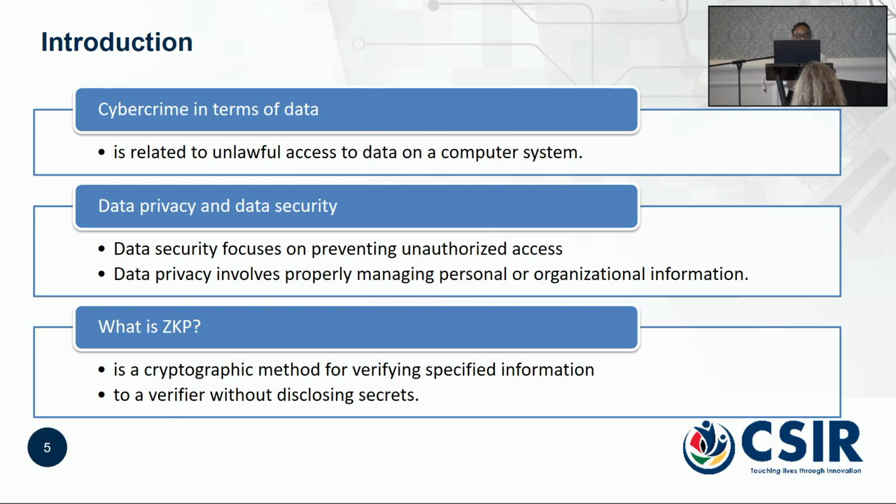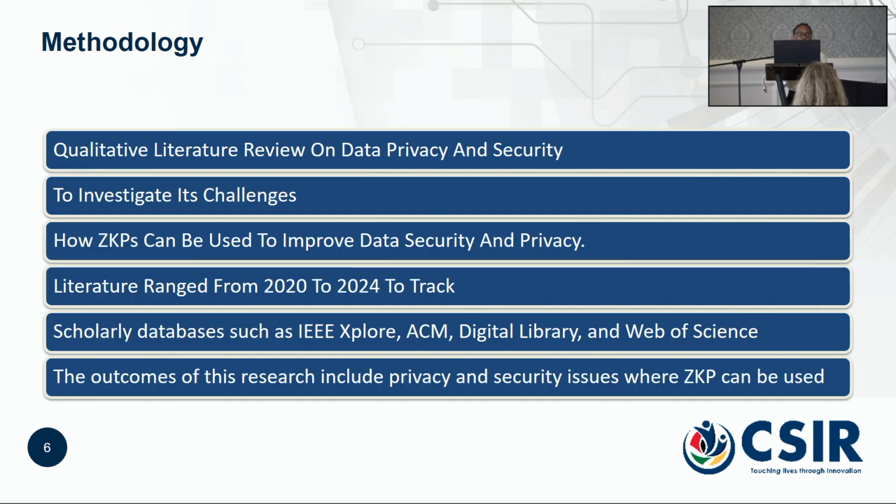In our methodology, we used a qualitative literature review on data privacy and security to investigate the key challenges of data security and data privacy, and how ZKP can be used to improve data privacy and security. Literature ranged from 2020 to 2024 to track the latest changes of data security and privacy that have affected major technologies in the fourth and fifth Industrial Revolution.